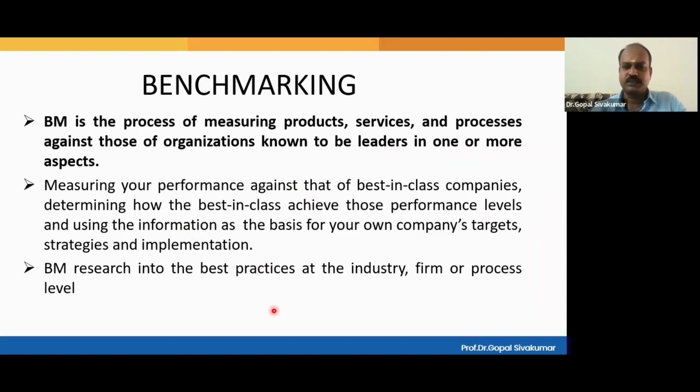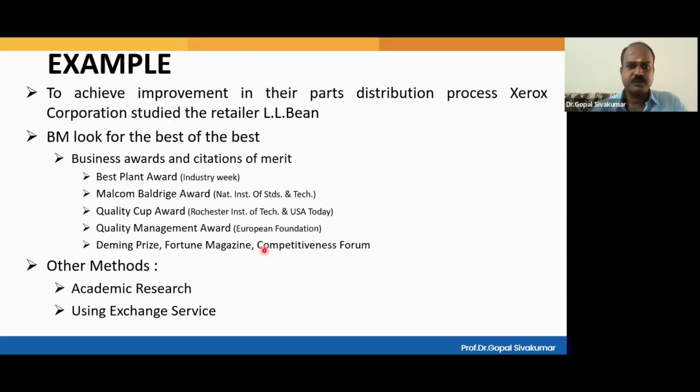So benchmarking is research into the best practices at the industry, firm, or process level. Example, to achieve improvement in their parts distribution process, Xerox Corporation studied the retailer LL Bean. So LL Bean is a retailer company. However, Xerox Corporation is such a big company. But a particular process which was executed at the retailer LL Bean is much better. And so Xerox has benchmarked their process for improving their results. So benchmarking is actually looking for the best of the best.